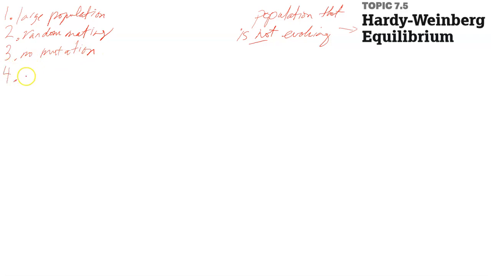4th, no gene flow. Remember, populations that are evolving have immigrants and emigrants, individuals coming in and out of the population. This is not occurring in non-evolving populations. And the 5th one, probably the most important one, no natural selection occurring. Okay, so I'm not really going to do a lot of calculating in this first Hardy-Weinberg video. I want you to understand the basics of things.